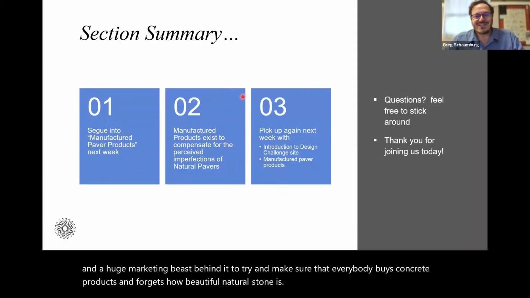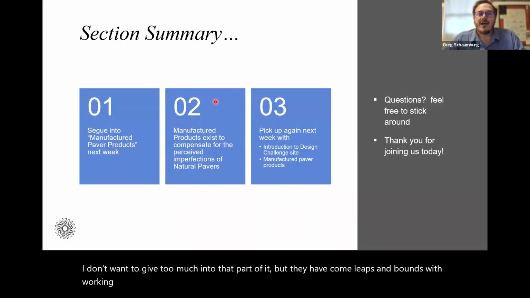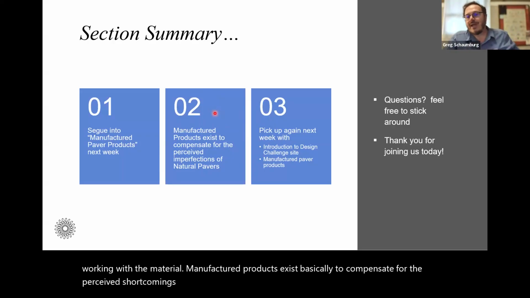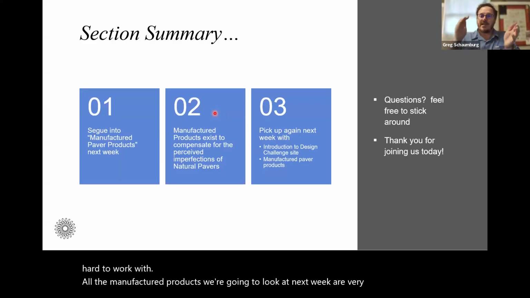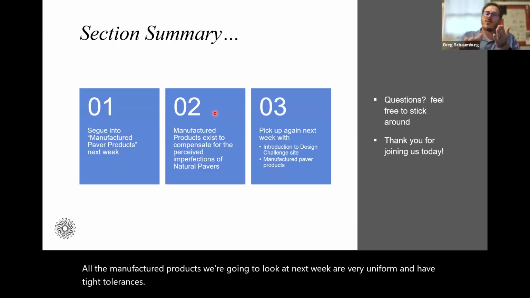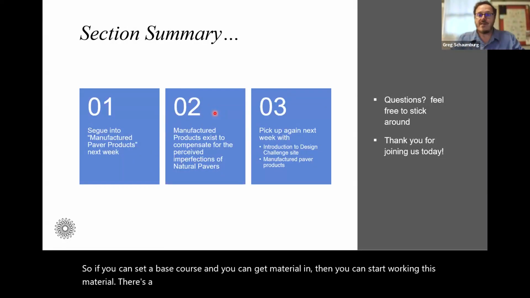I don't want to give too much into that part of it, but they have come leaps and bounds with working with the material. Manufactured products exist basically to compensate for the perceived shortcomings of a natural paver. And so whereas people say that it's slow or it's hard to work with, all the manufactured products we're going to look at next week are very uniform and have tight tolerances. So if you can set a base course and you can get material in, then you can start working with this material, and there's a much higher production rate that comes up with it. So we'll pick up next week with that.